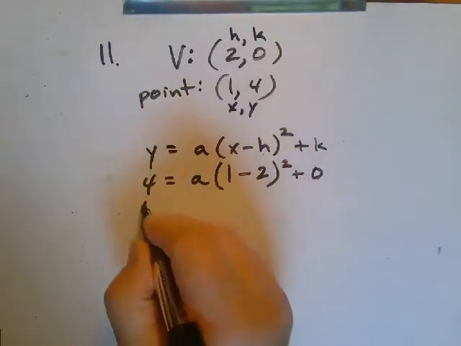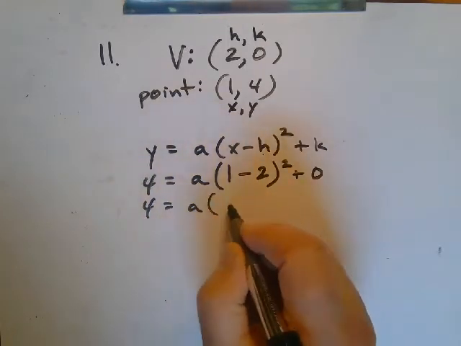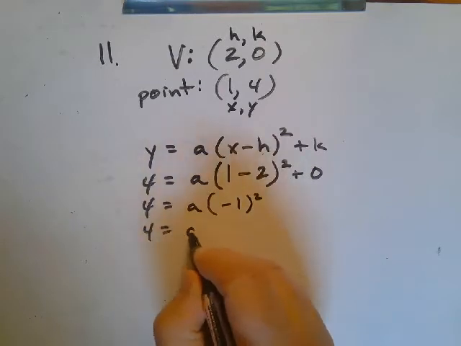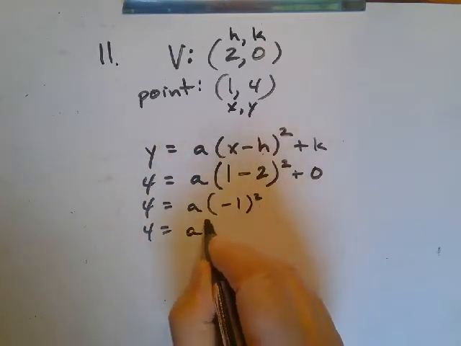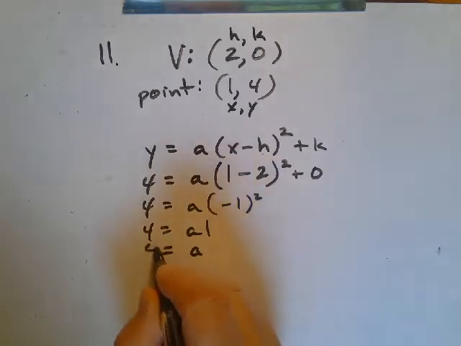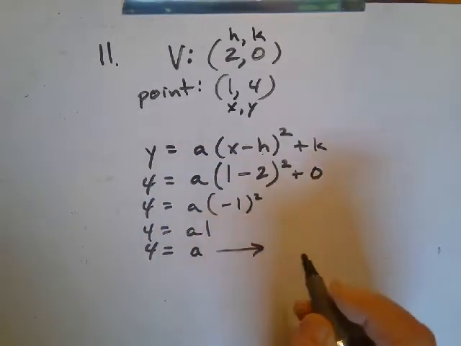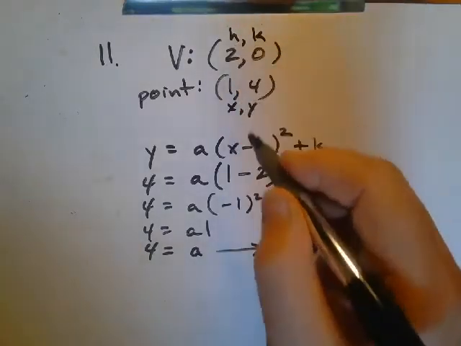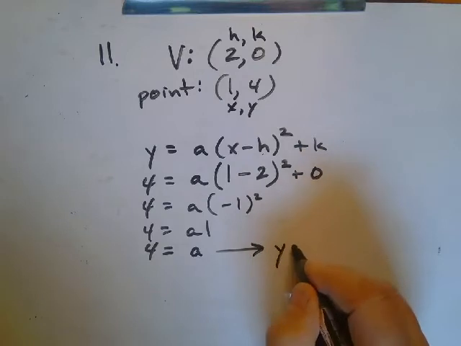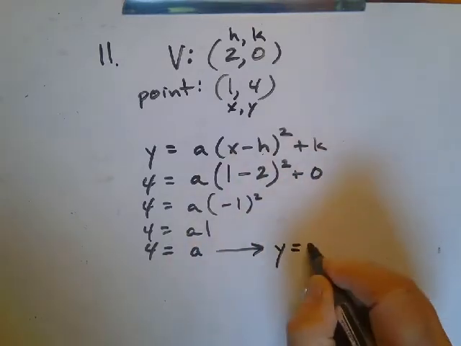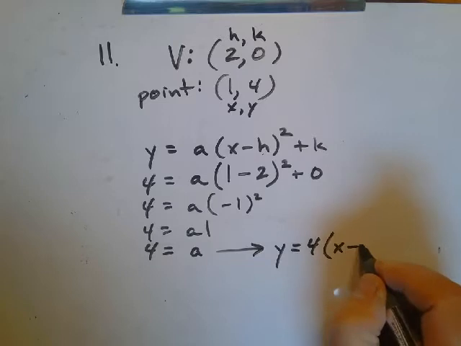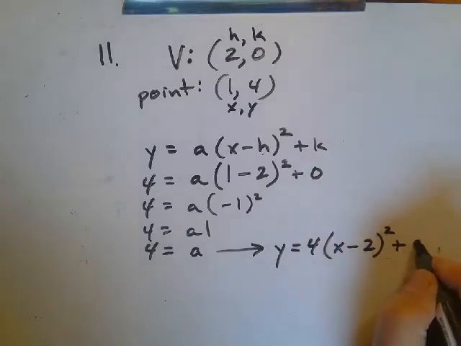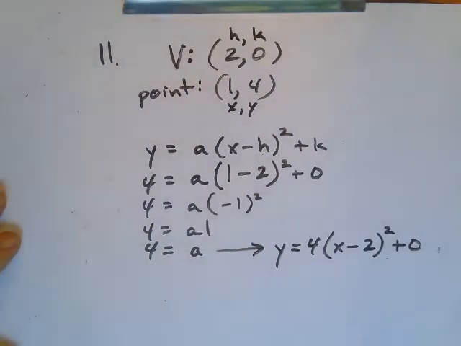So let's go ahead and do the algebra here. This is negative 1 squared. I don't need to write the plus 0 there. 4 is equal to a. Negative 1 squared is a positive 1, so a is equal to 4. So my equation for this is I'm going to plug it into the equation, but leave the point out. I'm going to make sure that y and x remain. So a is 4, x is remaining, h in this case was 2, and k was 0. I don't need to show the 0, but I'm doing it just for emphasis.